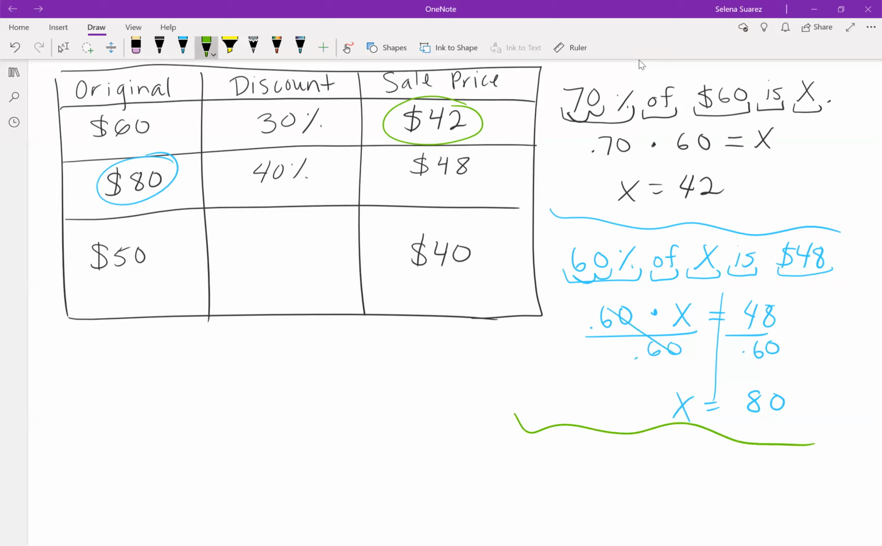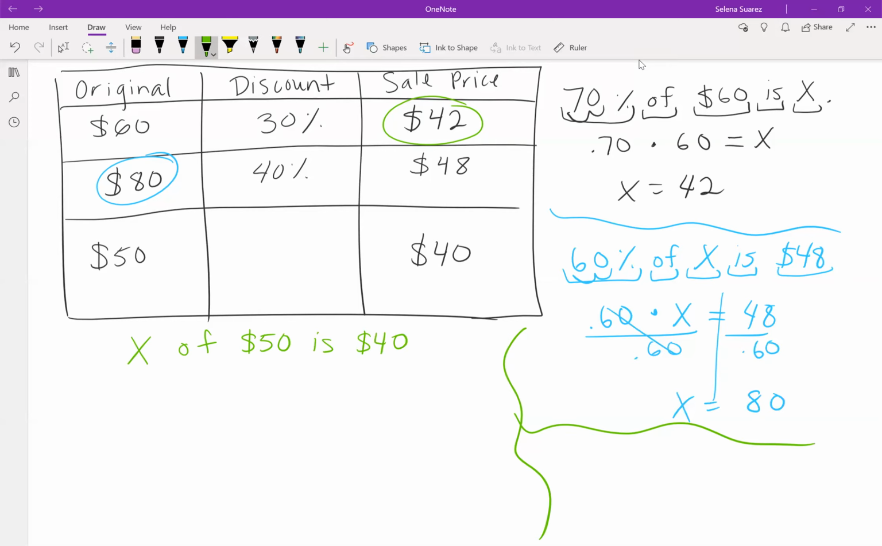And then the last one, let me actually do that one over here. So the last one, there is an original price. There's some kind of discount that we don't know what it is yet. And then the sale price is $40. Okay. So for this one, I'm going to try and set it up the same way. What percent am I having to pay? I don't know yet. So what percent? I don't know. I'm going to put a variable. I'm going to pay a certain percent of the original price, which is $50. The percent of the original price is going to be my sale price, which is 40.